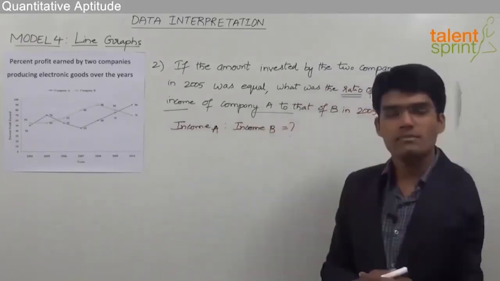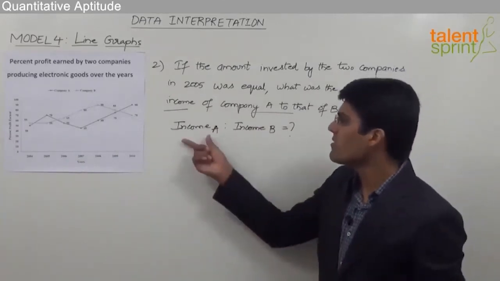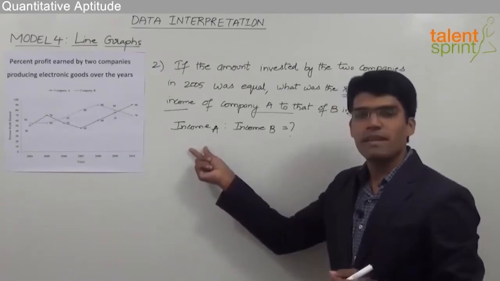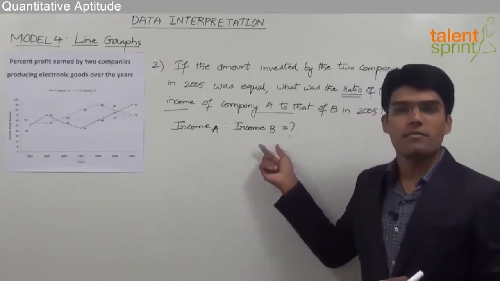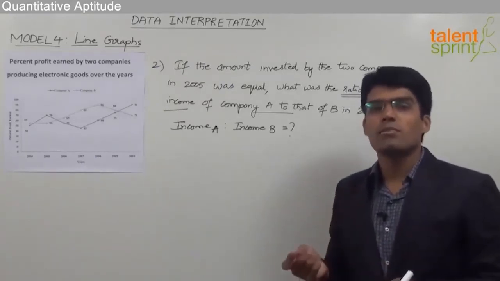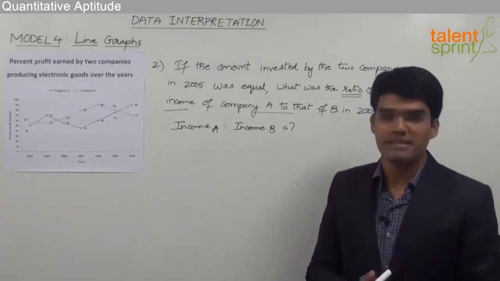We know that income is nothing but expenditure plus profit. So here the income of A is to the income of B can be taken as expenditure of A plus profit earned by A is to expenditure of B plus profit earned by B. But in the question here, neither the profit of A nor the profit of B has been given. So we need to solve this question based on the concept of percentages.